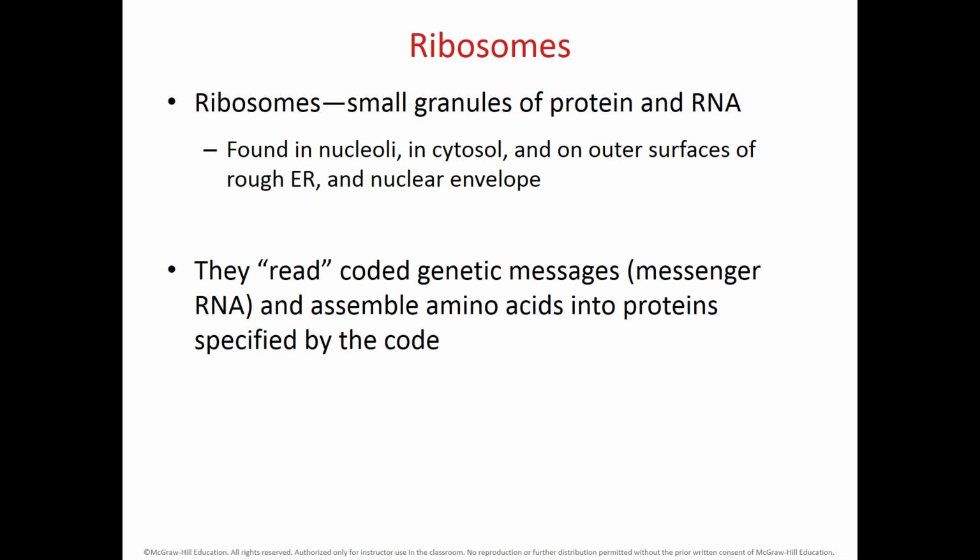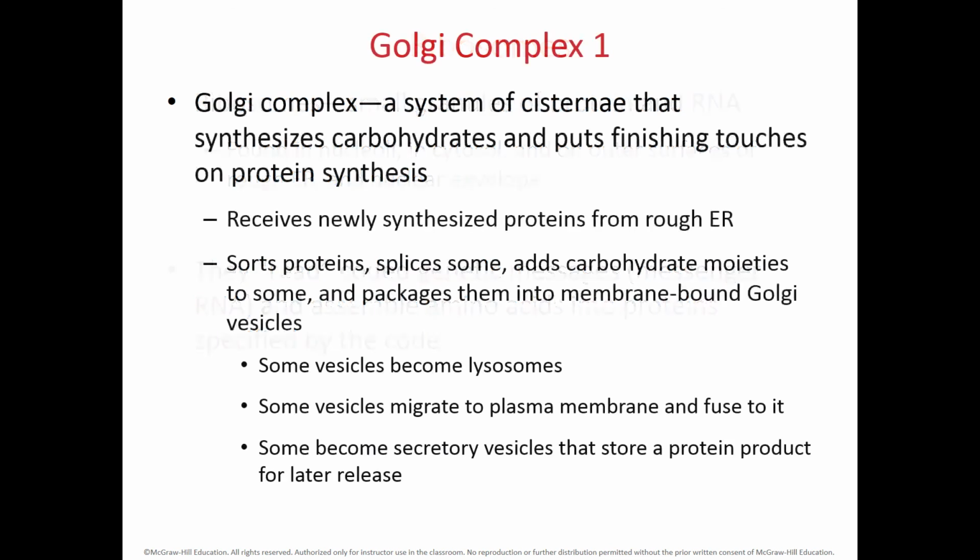Now, what are the ribosomes? They are small granules of protein and RNA. They are found in the nucleoli, that's where they are made, and also in the cytosol. And they are found, of course, attached to the membrane of the rough ER and to the nuclear envelope. So the ribosomes, they read the code sent as messenger RNA. And then they will start assembling amino acids into proteins that are specified by the genetic code.